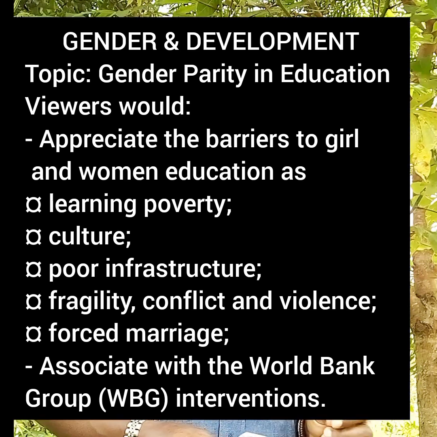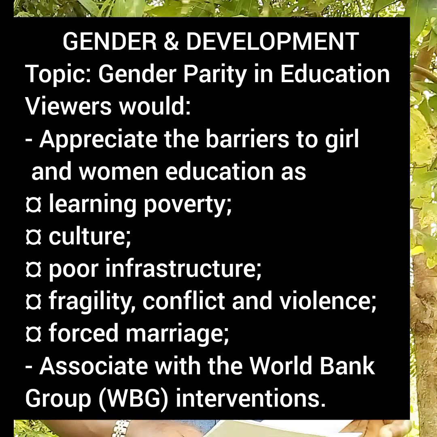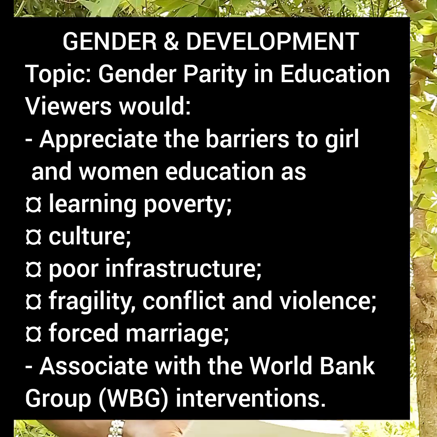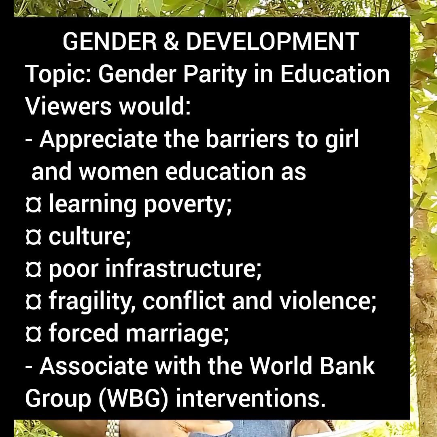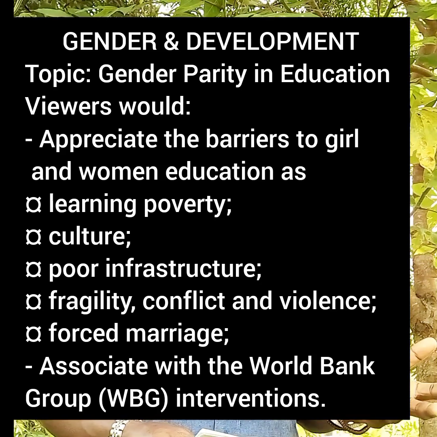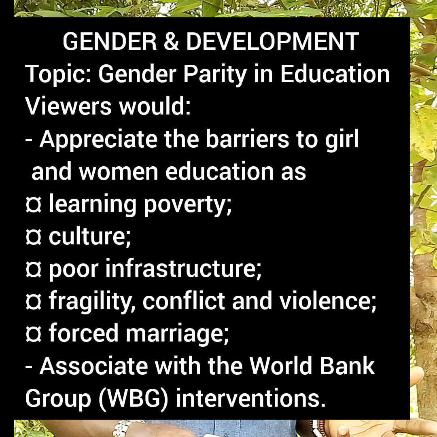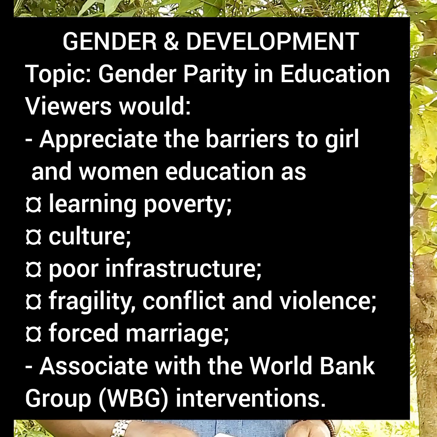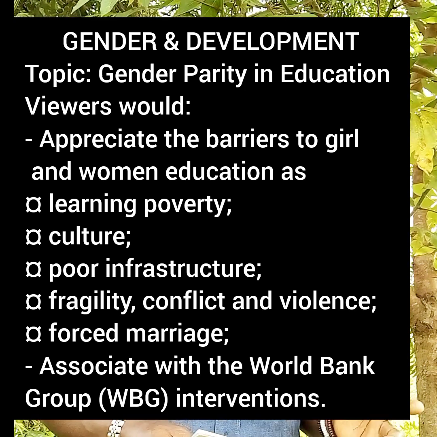We're going to be understanding some of the barriers to girls' education, or girl and women education. Under that, we'll be looking at learning poverty, culture, poor infrastructure, violence, fragility, and conflict. Then we'll be looking at forced marriages in the case of gender.